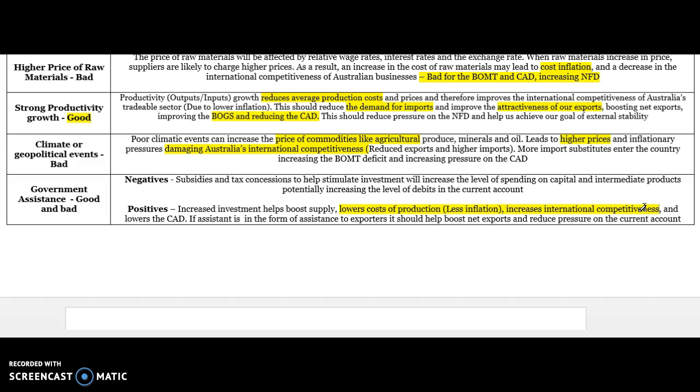If they also give assistance to exporters to help them penetrate world markets, that will help to boost net exports as well. Having said that, if government assistance comes in the form of subsidies and tax concessions designed to boost investment spending, a lot of that investment spending will be on imported capital and intermediate products, which can increase debits in the current account. So you need to be mindful of where they're giving the subsidy, or what they're giving the subsidy to. If it's going to lower production costs, it's good. If it's going to lead to more investment spending, it can be bad.